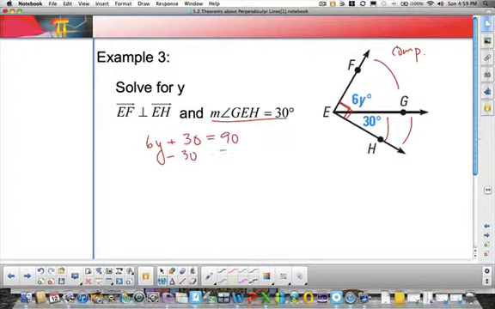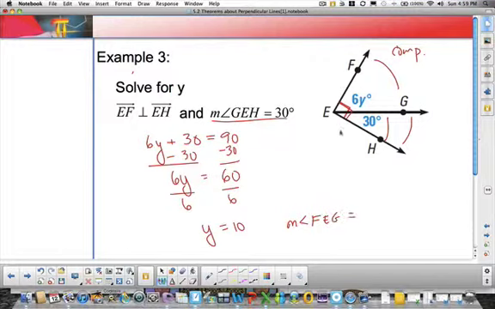Subtract 30 from both sides in order to isolate y. So we'll get 6y is equal to 60. Divide both sides by 6. And we get y is equal to 10. So have we answered the question? Yes. Solve for y. Y is equal to 10. If the question asked me to find the measure of angle FEG, I'd plug that in. 6 times 10 is equal to 60.